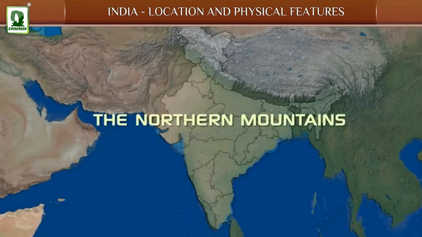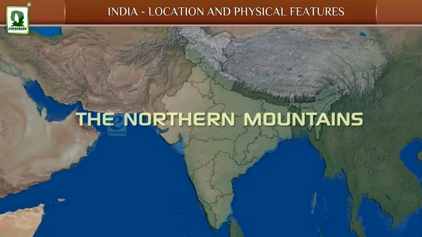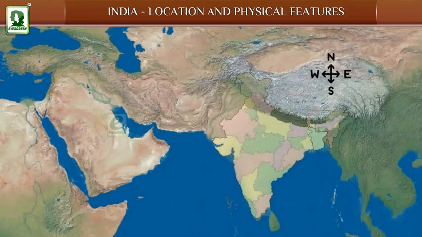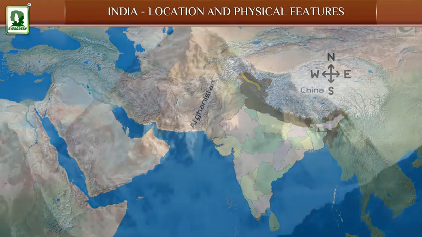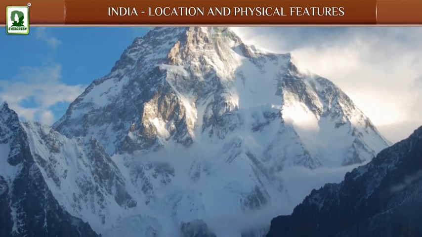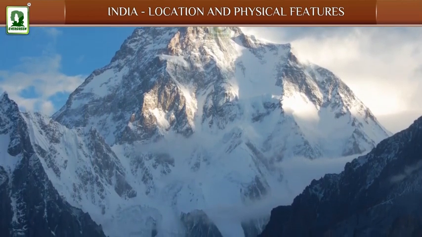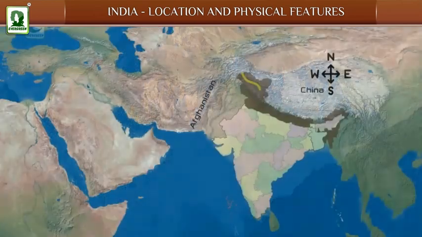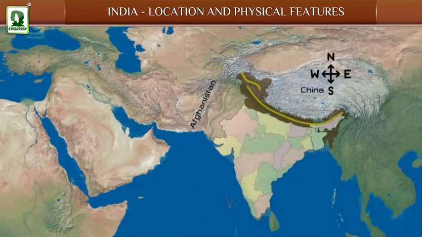The Northern Mountains. The northern borders of India have an arc-shaped chain of mountains. The Karakoram Ranges. It separates India from Afghanistan and China. India's highest peak, K2 or Mount Godwin Austen, lies in the Karakoram Range. The Himalaya Range. To the south of these ranges lie the Himalayan Range, the world's highest mountain ranges.